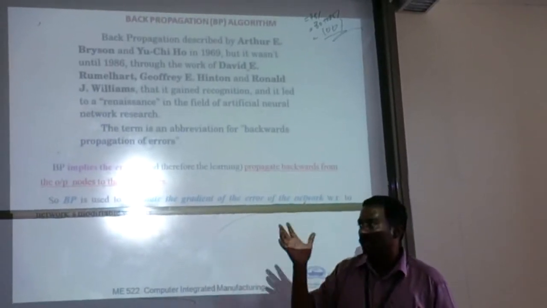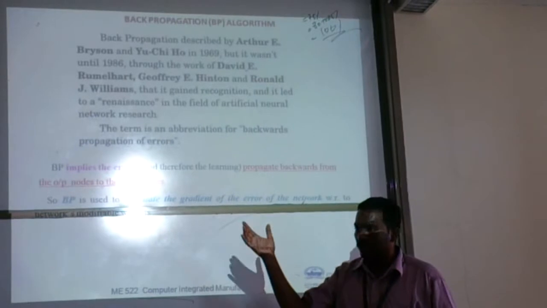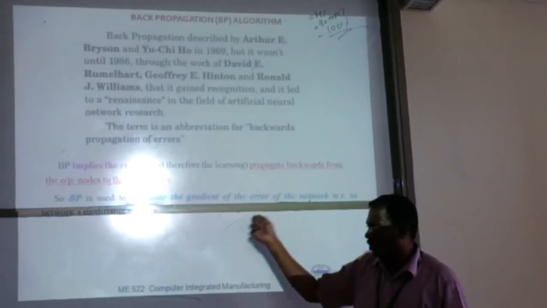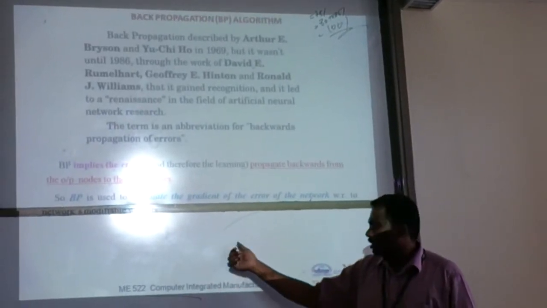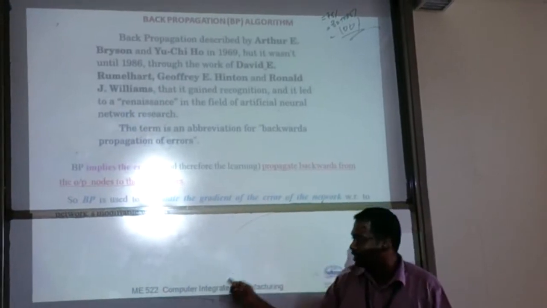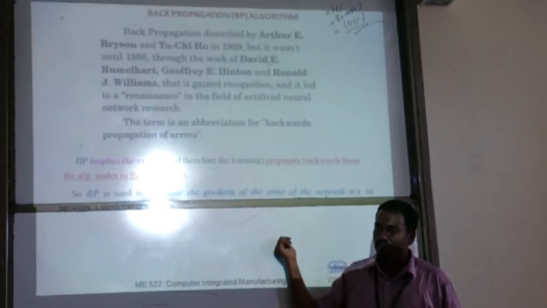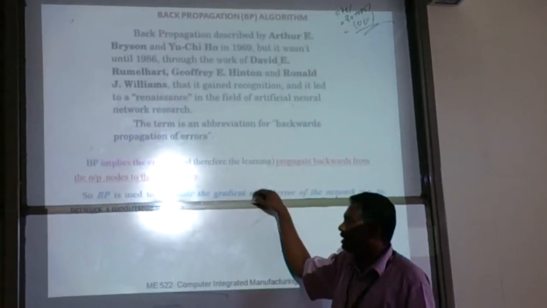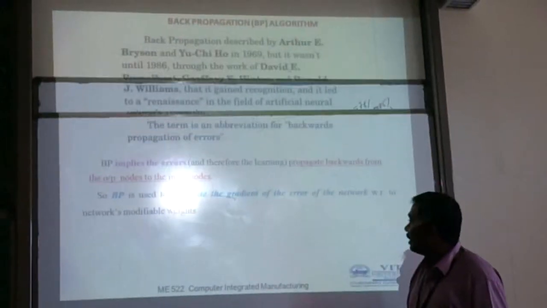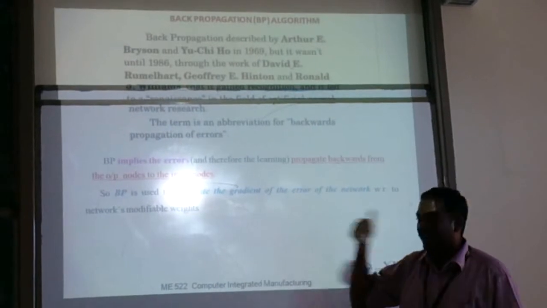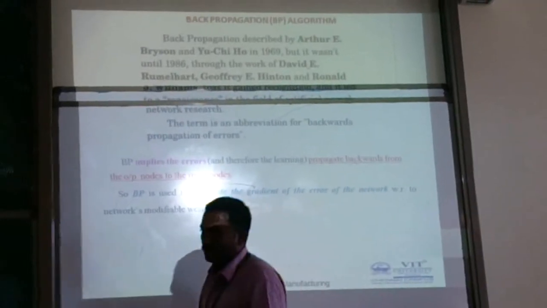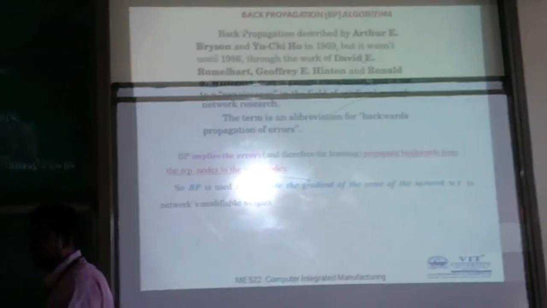What happens if we are not getting the desired output? We rearrange the weights until we get the defined output. That is called the back propagation algorithm. BP is used to calculate the gradient of the error of the network with respect to the network's modifiable weights, so you can modify the weights easily.